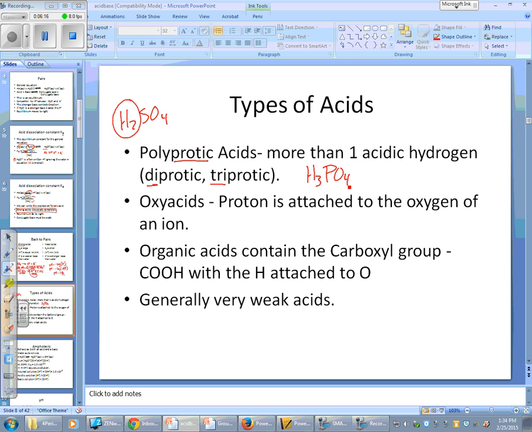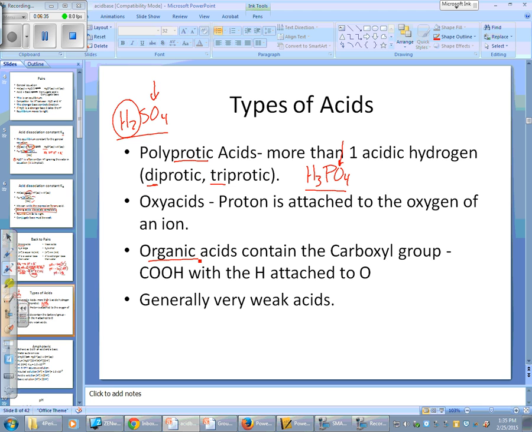Oxyacids, actually both these examples up here are oxyacids as well, because they do involve a hydrogen bonded to a polyatomic ion, so you get oxygen in there. And the number of oxygens is going to have an effect on how strong the acid is.